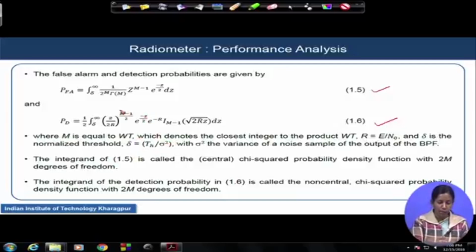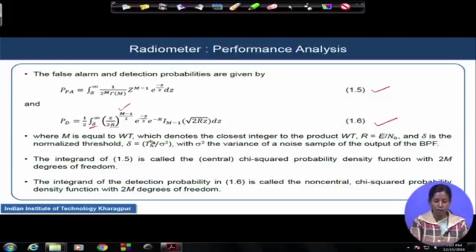One is the capital M, which is equal to your time bandwidth product W into T. W was the bandwidth of the band pass filter, and T was the integration time. So M is equal to W into T. Then comes capital R, which is basically the signal to noise ratio. The third important term is del. Del is nothing but the normalized threshold value.